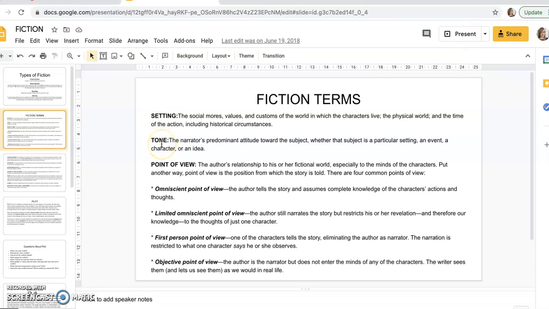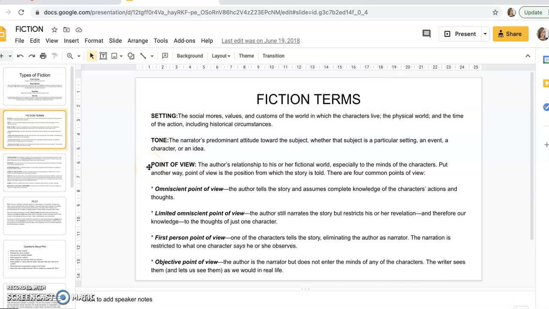Tone is basically the attitude towards life, towards the subject which it's being discussed. So is the narrator optimistic? Are they pessimistic? Are they indifferent? Do they not care at all? Are they nihilistic? So really think about the tone. And this relates well to poetry as well, so you should have some familiarity with this.